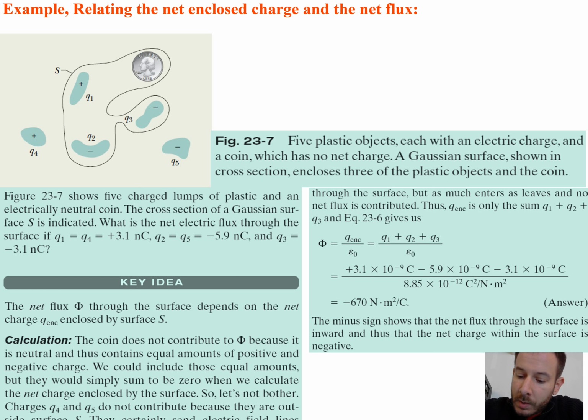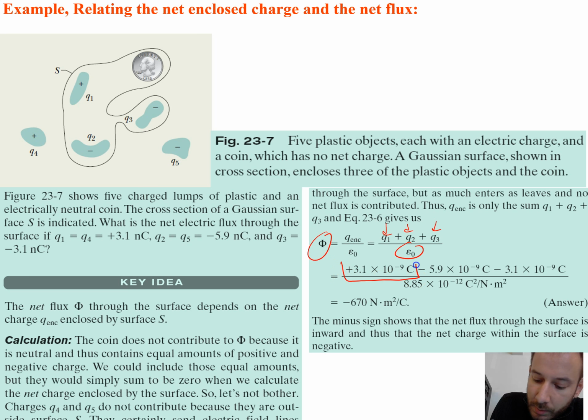Thus, the enclosed charge is only really the sum of Q1, Q2, and Q3, and that's going to be given by this equation. So our flux is equal to the enclosed charge divided by epsilon naught. We just rearranged the equation from before. Our charge is going to be equal to the charges of each of these added together divided by epsilon naught. All right, so that's what they did here.